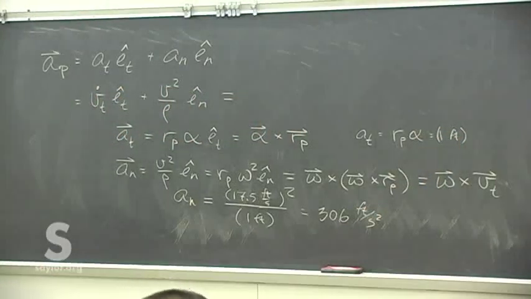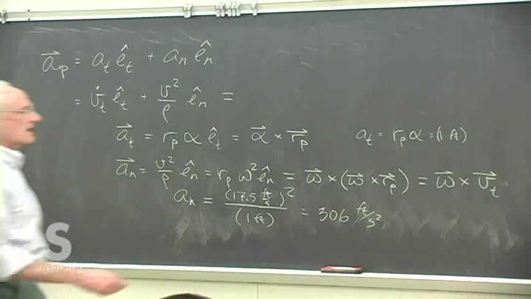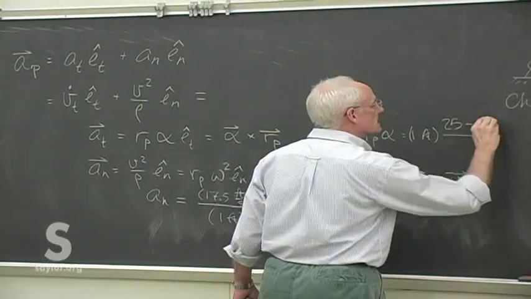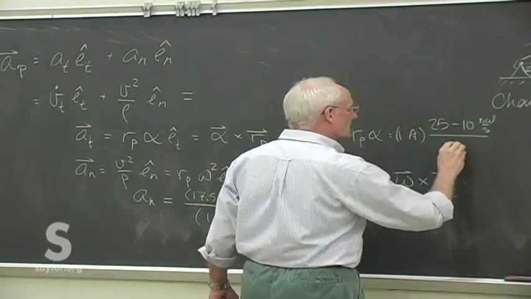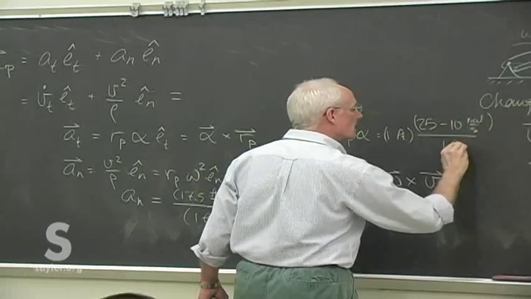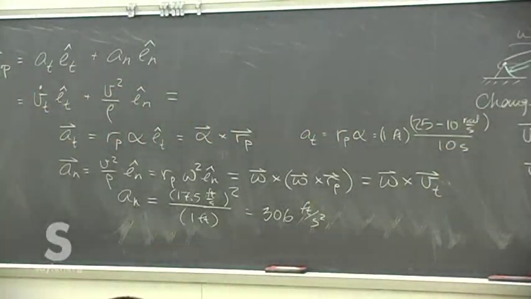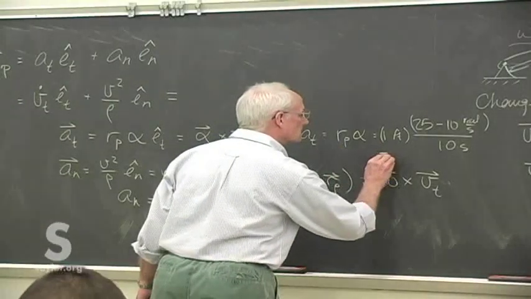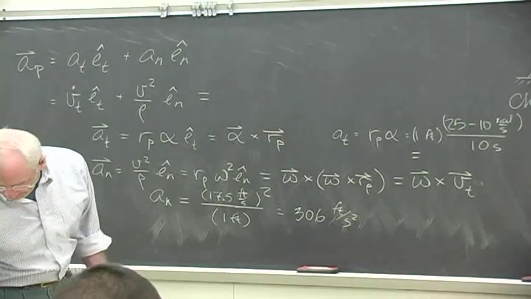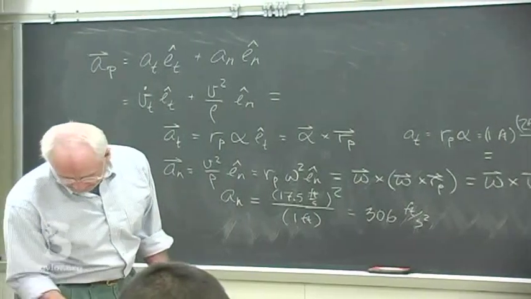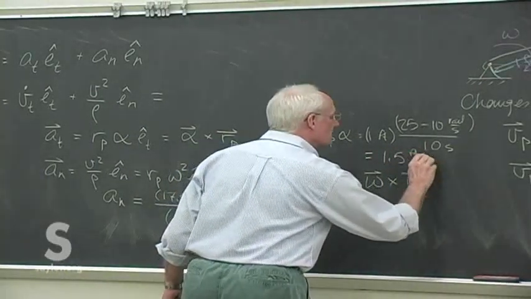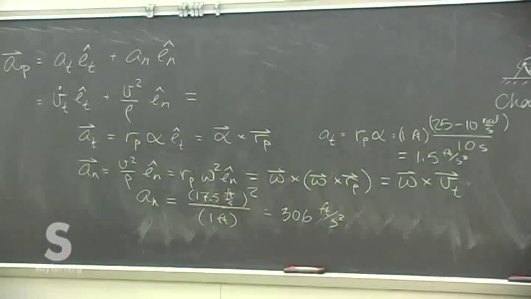And alpha is the change in velocity divided by the time it took to make that change. So 25 minus 10 radians per second over the 10 seconds it took to do that. So that gives us, again, feet per second squared. And that's 1.5 feet per second squared.